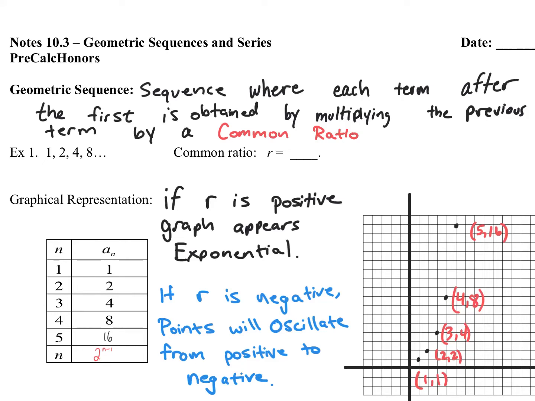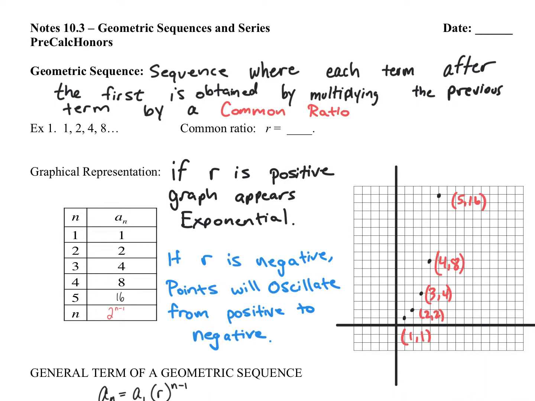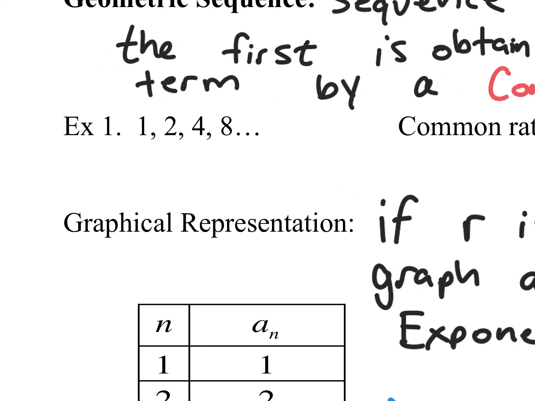All right, everyone. So today we are talking through geometric sequences and series. This is section 10.3. So what is a geometric sequence? A geometric sequence is one where each term after the first term in the sequence is obtained by multiplying the previous term by a common ratio. This is relatively similar to an arithmetic sequence. Instead of adding the same number every time, we will be multiplying times the same number every time.